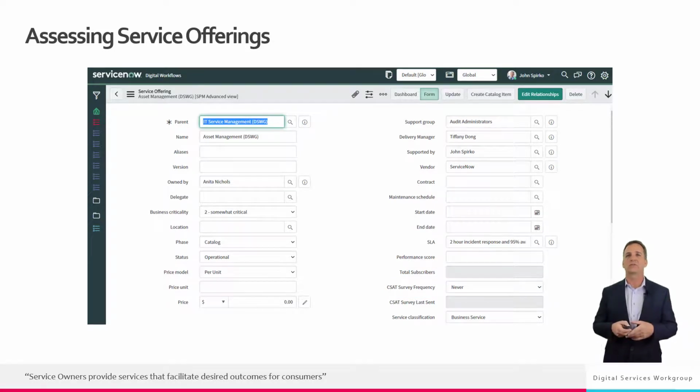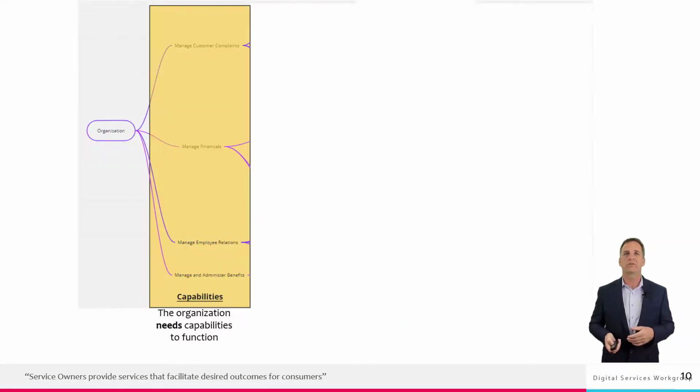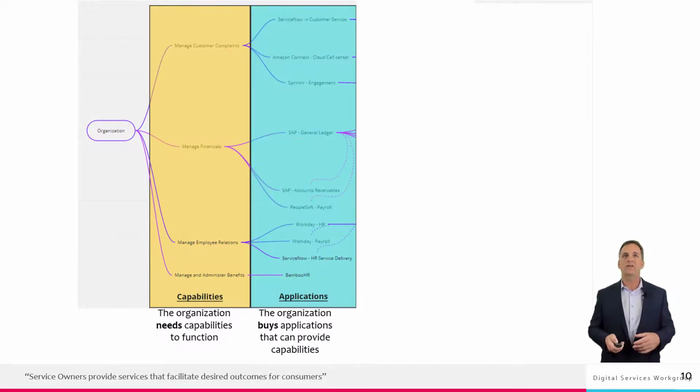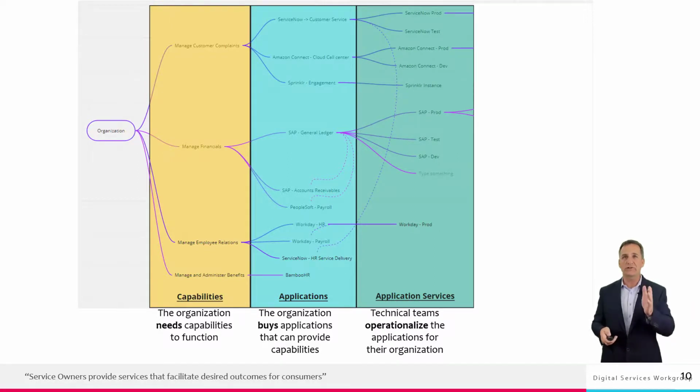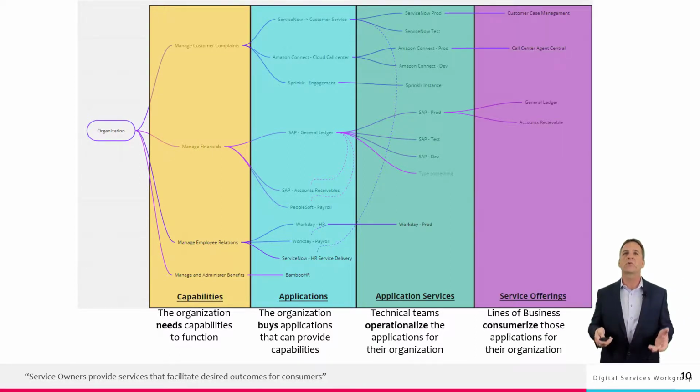I know there's a lot to absorb on this one, so let's recap before we conclude. Organizations must have capabilities to function. Applications are purchased to address those capabilities that are needed. Application service teams provide the infrastructure along with all the enabling technology to bring the application to life, actually have it running. And finally, service offerings are what is provided back to the lines of business. It's where the value is delivered. It's where we actually deliver on the promise of the capabilities that we had asked for all the way at the beginning of the chain. Service offerings are what completes the loop.